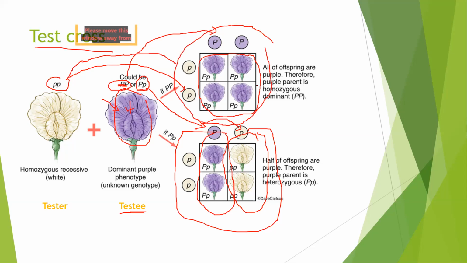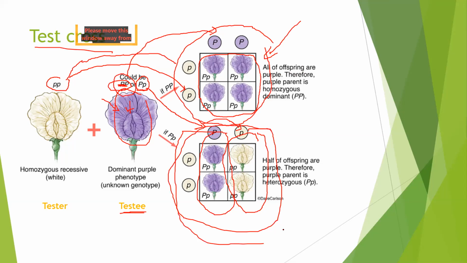There are two possible outcomes. If all the progeny from this test cross show purple flowers, then we can conclude this testee carries the genotype of capital P and capital P. Is that right? Yeah, makes sense.